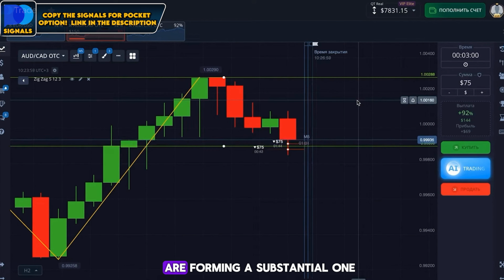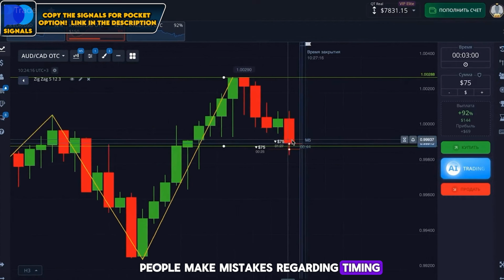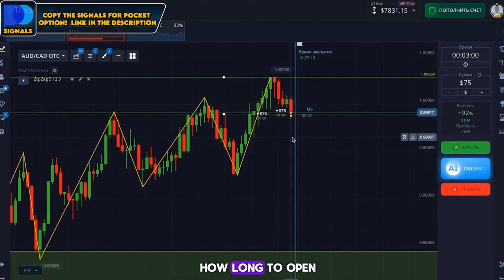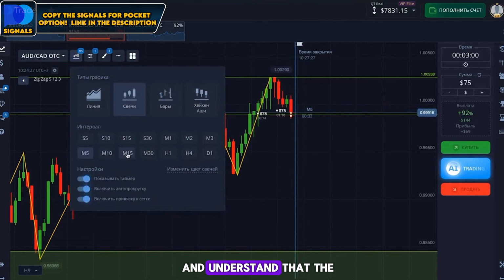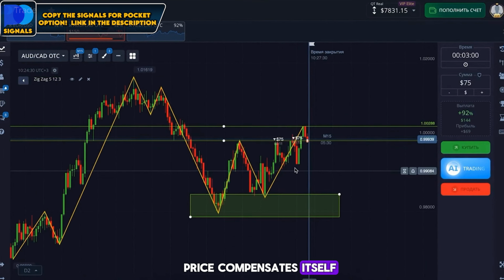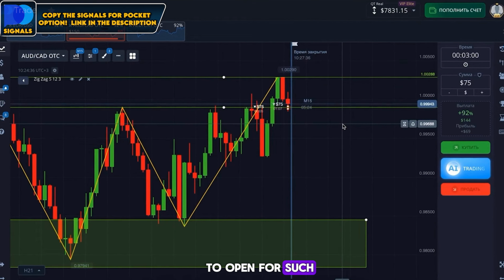Let's imagine that we are forming a substantial candle right now. We open for 2 to 3 minutes or even 5 minutes. We just wait for our trade. But in such a trend, by the way, many people make mistakes regarding timing, how much time to set. In such a trend, when we have an upward movement, we analyze here and understand that the price compensates itself. Here we don't try to open for 10-15 minutes, don't try to open for such long times. It's better to trade on shorter trades.